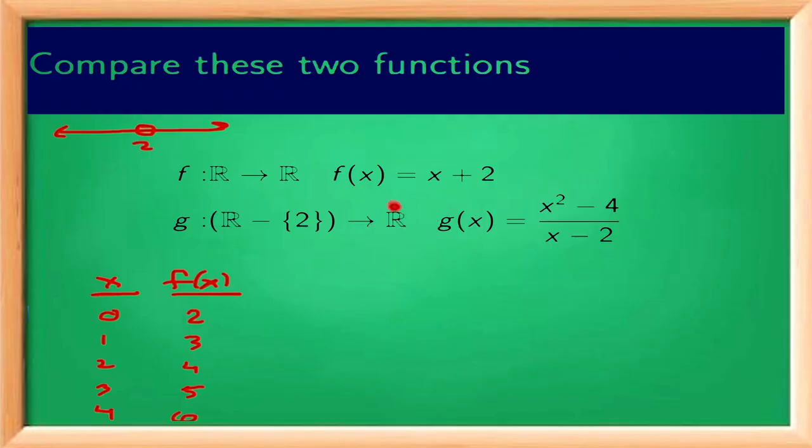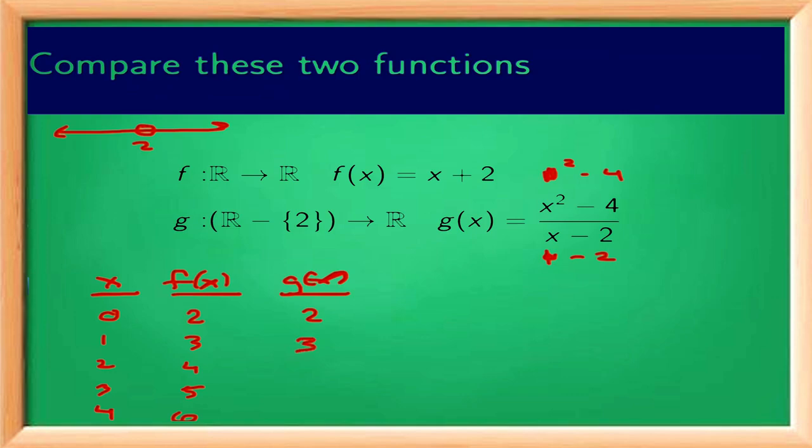The codomain is also the real numbers, just like it was for f. And here's the formula for this. Now, let's just use that formula straight and make a little table for it. So if I put in 0 for this formula, I would have 0 squared minus 4 divided by 0 minus 2, that would be 2. If I put in 1 for x here, I'd have 1 squared minus 4, which is 1 minus 4, over 1 minus 2. That's a negative 3 divided by a negative 1, that's 3.